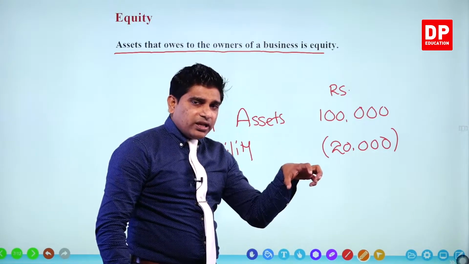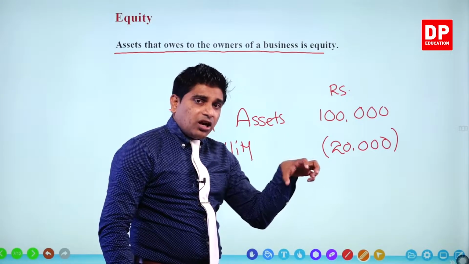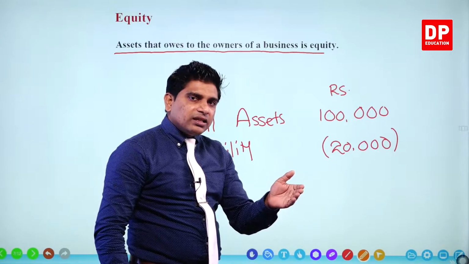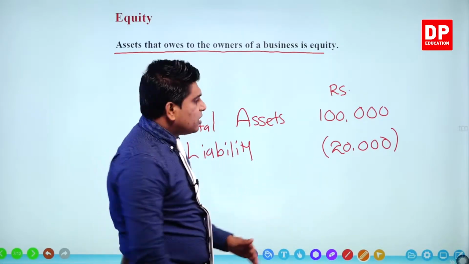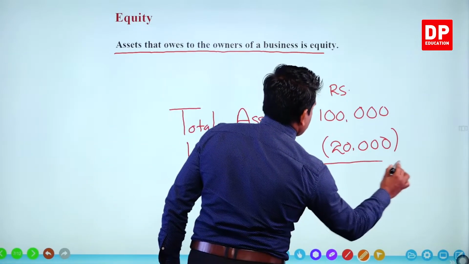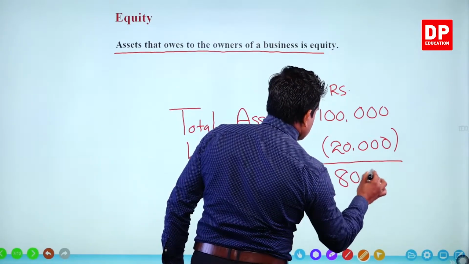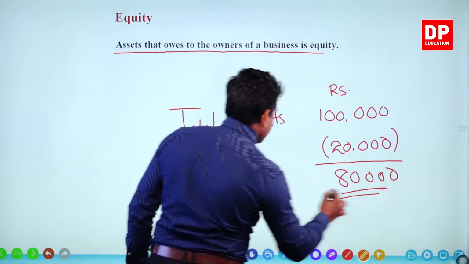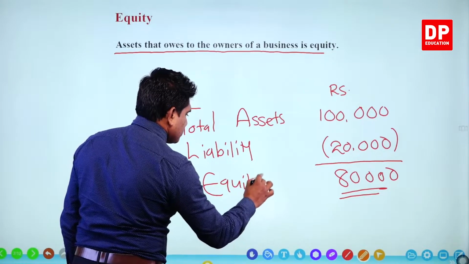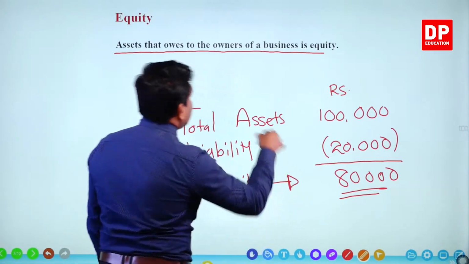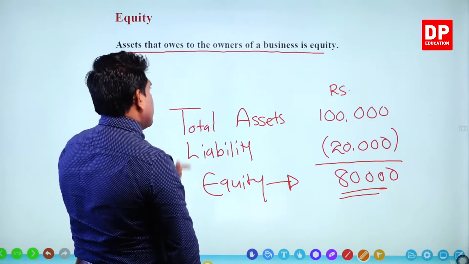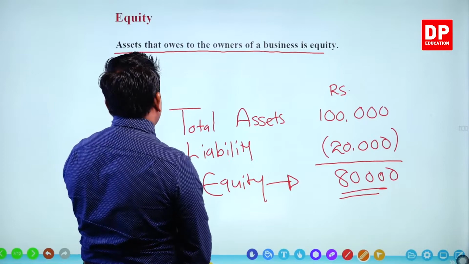That 20,000 is not owing to you. It's an external party. How much is your contribution? Total assets minus your liability. Then how much? 80,000 worth of assets is owed to you. This is your equity. That's why it says assets that are owed to the owners of a business is equity.